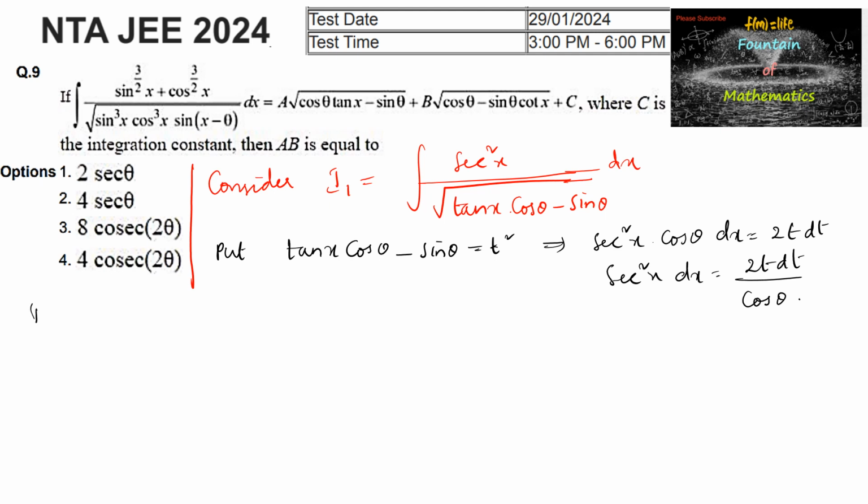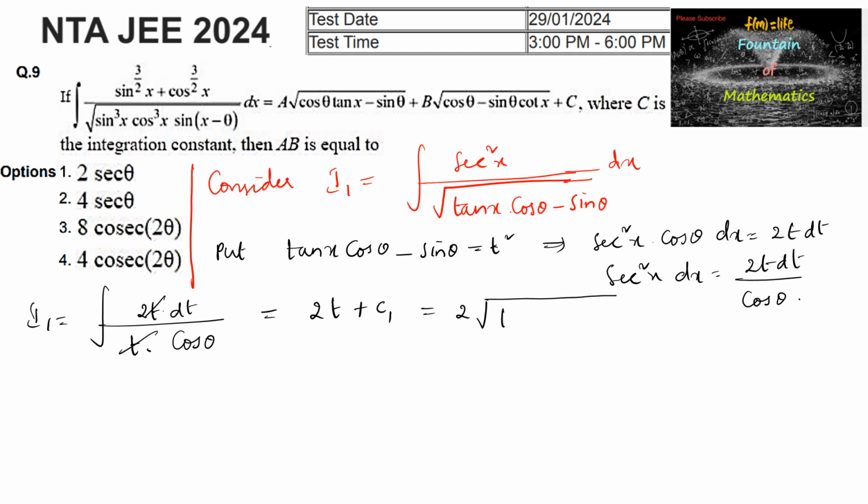So we can write integral I1 is equal to 2t dt upon under root of t square, that is t, into cos theta, which is equal to 2 times t plus c1. Substituting back t is equal to root of tan x cos theta minus sin theta, so 2 root of tan x cos theta minus sin theta plus c1.